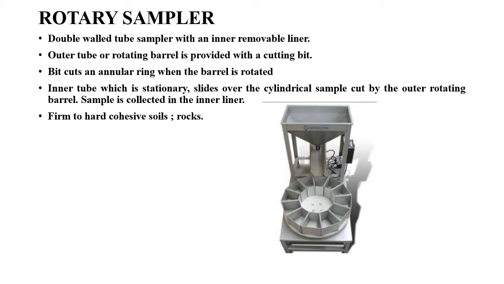A removable liner will also be provided inside this tube. As the outer tube rotates into your soil, the soil sample will be collected into the inner tube. These types of samplers are suitable for collecting soil samples or rock samples also. For soil samples, particularly in firm to hard cohesive soils, rotary samplers will be quite useful, and we can use the same sampler in rocks as well.